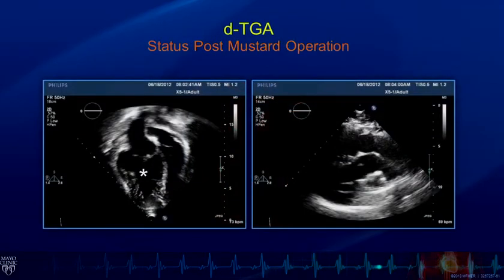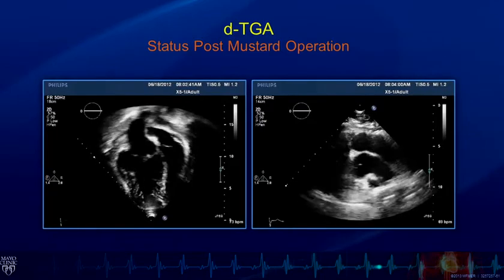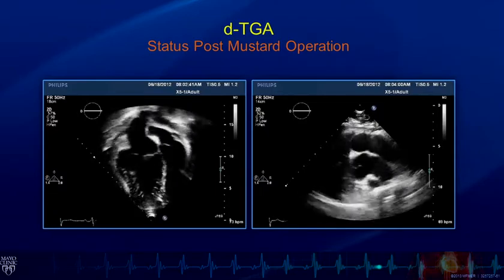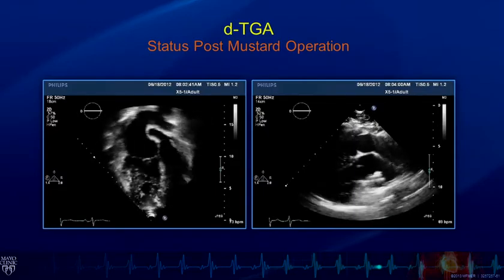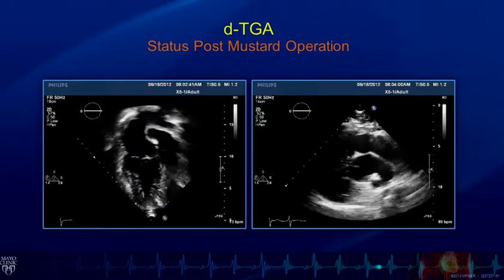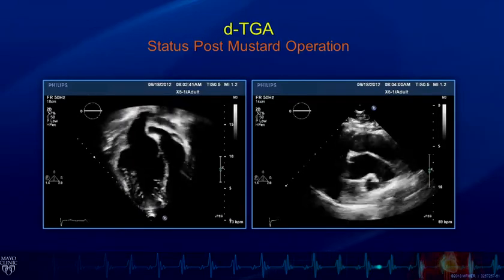These are two images from a patient with detransposition after a Mustard procedure. The left panel is an apex down format, and the right panel is a long axis format. The asterisk demonstrates the systemic right ventricle. So remember, this is the ventricle that's pumping to the body. So as we look at this image, again, in a patient who had repair of detransposition many years ago, we can see that that ventricle is very hypertrophied because, of course, it's the systemic ventricle.